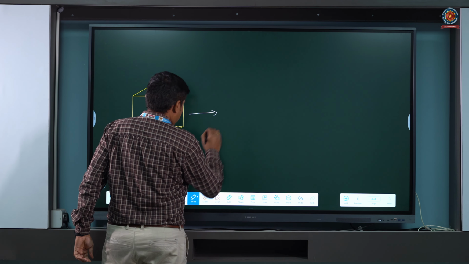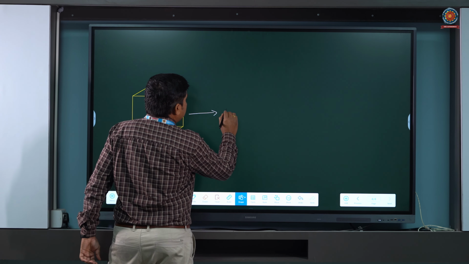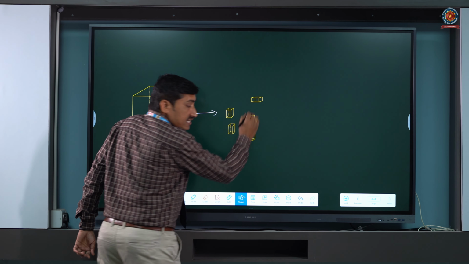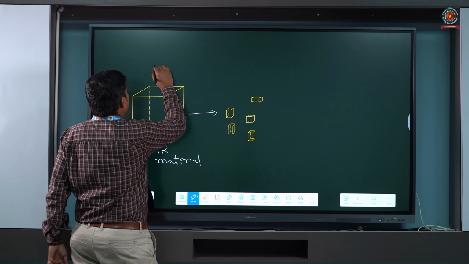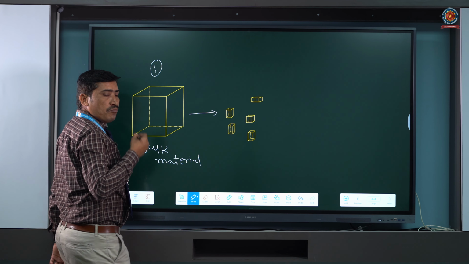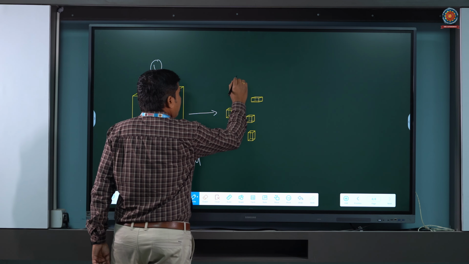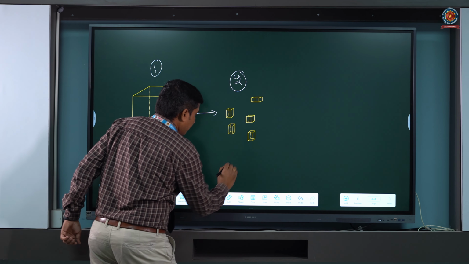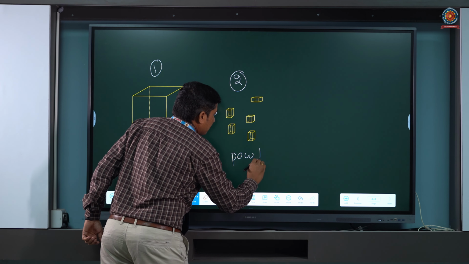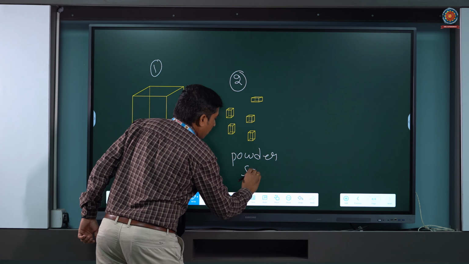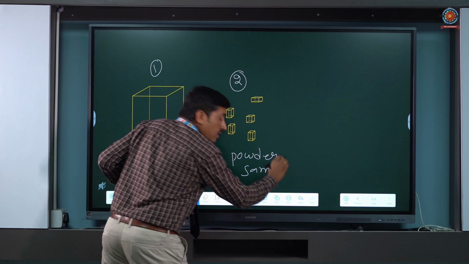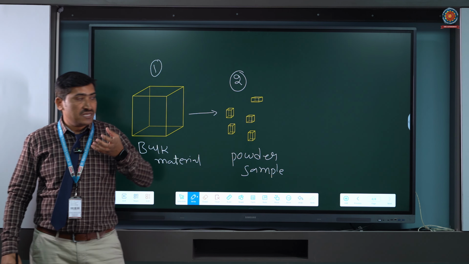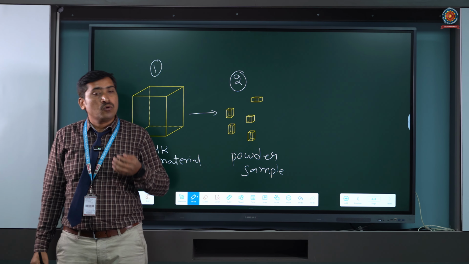So what is next? This is the powder sample, the second stage of our material. The first stage is the raw material or bulk material of the sample. The second stage is the powder stage. How do we get our powder sample? During the synthesis process, we convert our sample to the powder stage.